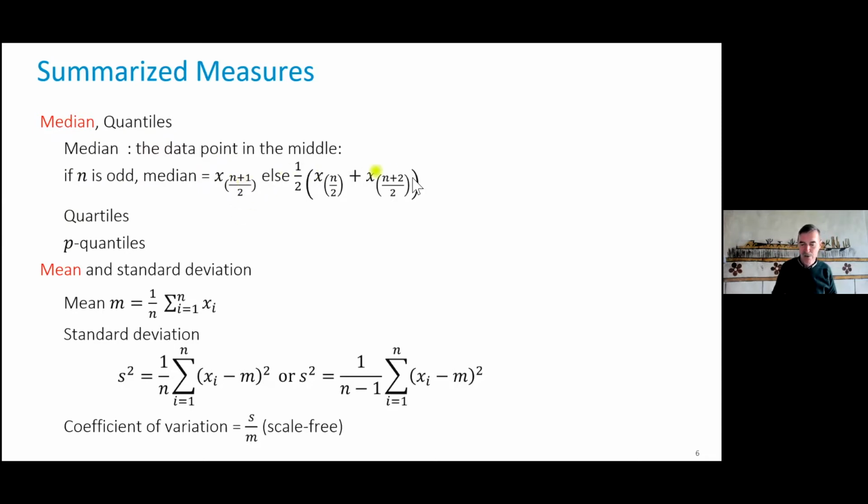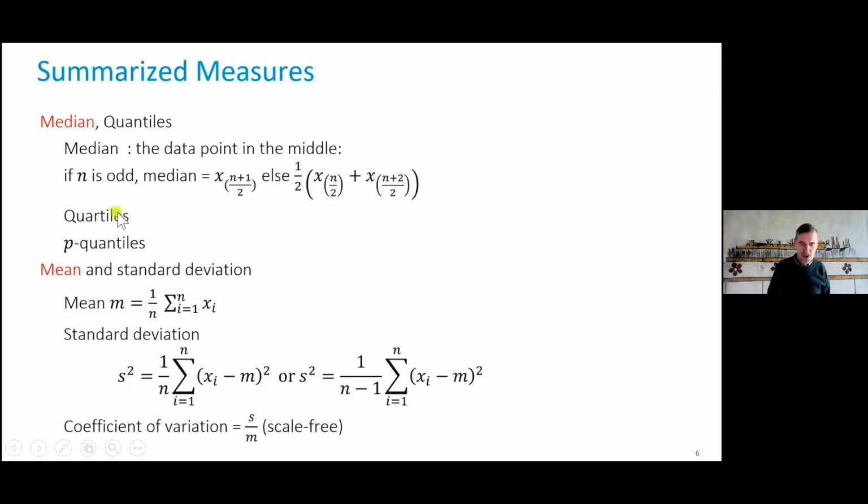If I have 100 data points, there are 2 points in the middle, 50 and 51. And in that case, you can pick whatever you want, or traditionally, we often take the average of the two here. It doesn't really matter, because typically those two values will be very close. That's the median.